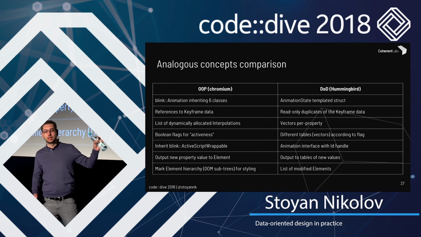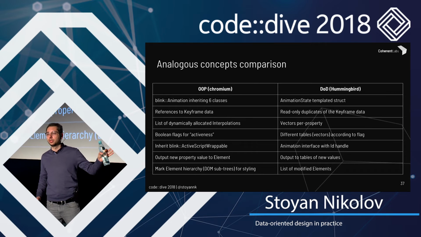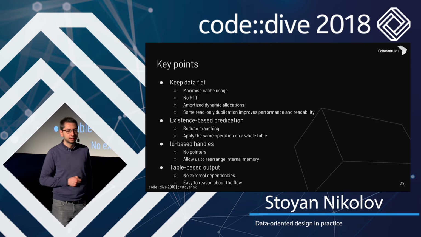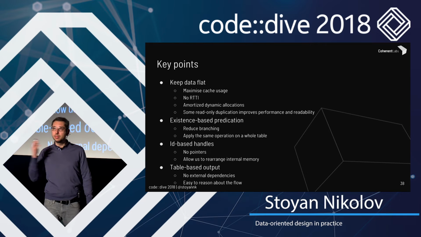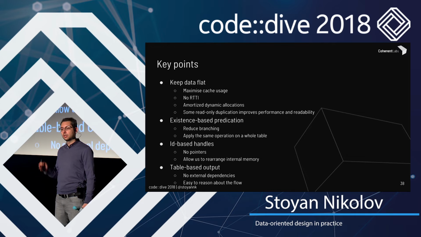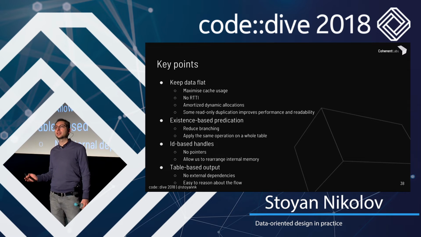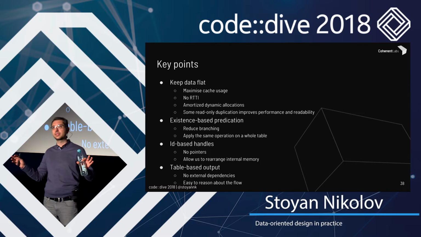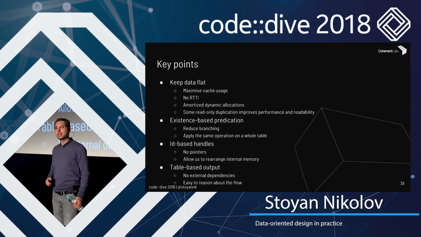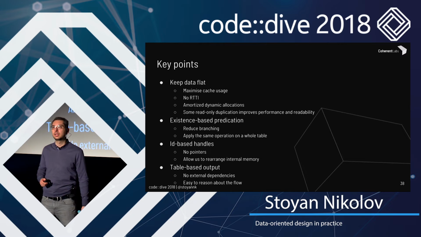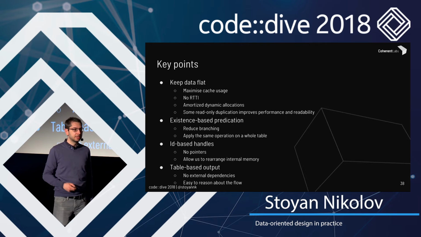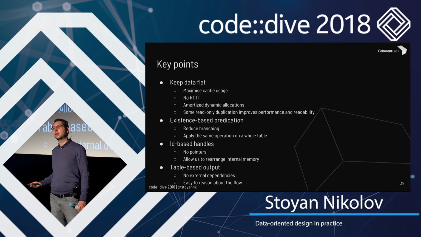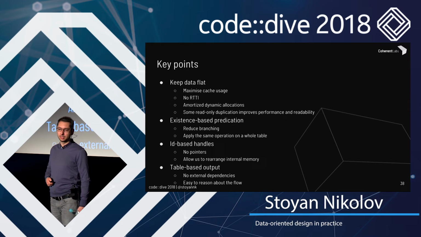So I'll skip on this. It's the comparison of the concepts that we used, but I'll skip it. We already talked about that. So the key points of data-oriented design that we implemented in this system were to try and keep our data flat, to maximize our cache usage. We used existence-based predication. This was the active-inactive stuff. We used ID-based handles to avoid lifetime issues. And we use this in table-based output. This is very important. Just the arrays that the other systems down the line will be using to implement their functionality.